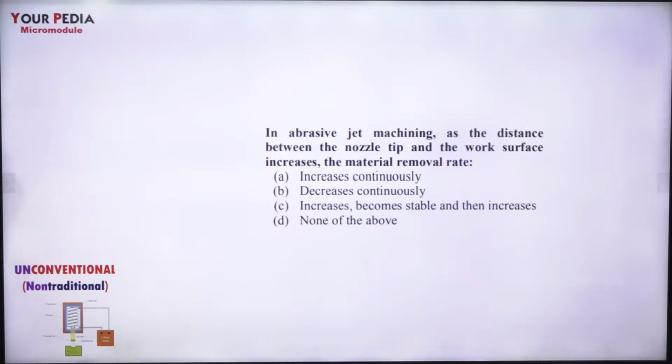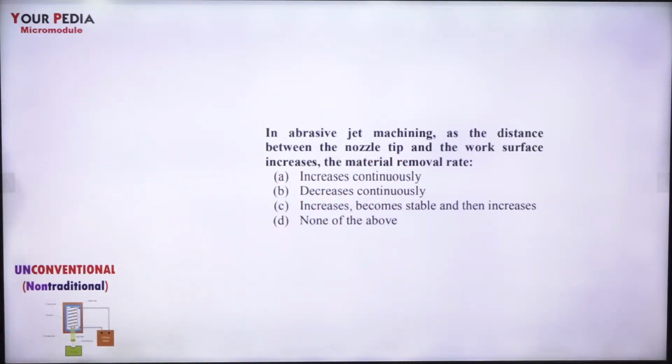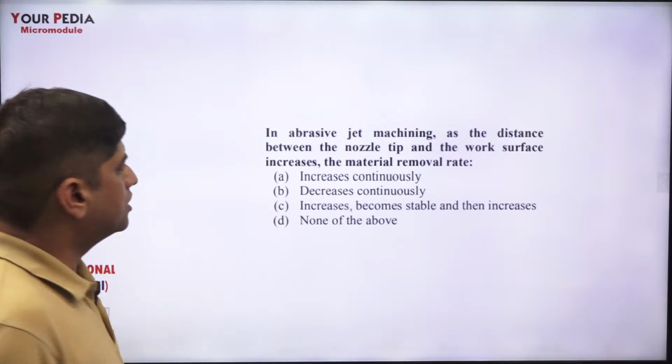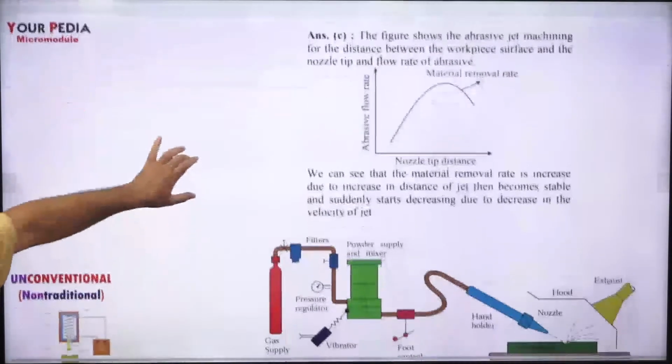Okay, now the distance between nozzle tip and work surface increases. Material removal rate becomes what? Abrasive jet machining, ultrasonic machining, water jet machining. All these are used for hard and brittle material. And the distance, that is nozzle tip and workpiece distance, is one of the important criteria. So when the distance between nozzle tip and work surface increases, what happens to material removal rate? Okay, so the answer is C.